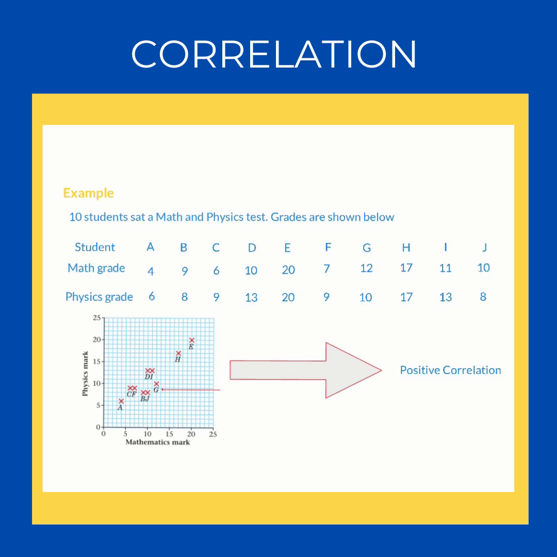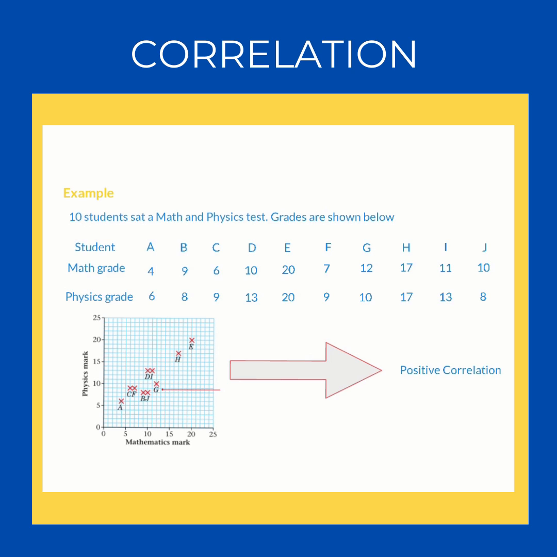Now, if I want to draw a scatter diagram to represent the math and the physics grades, on the x-axis, I have the math grades, while on the y-axis, I have the physics grades. So let's start with the first student. For student A, when the math grade is 4, the physics grade is 6. So I go to the x-axis, here is 4, then I go up till I reach 6, and this is point or student A.